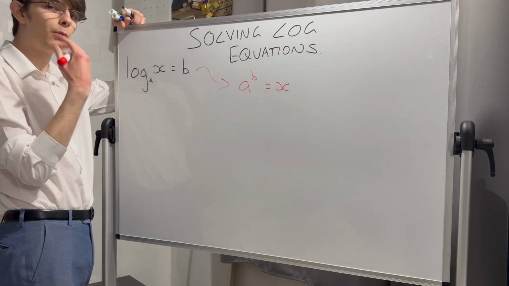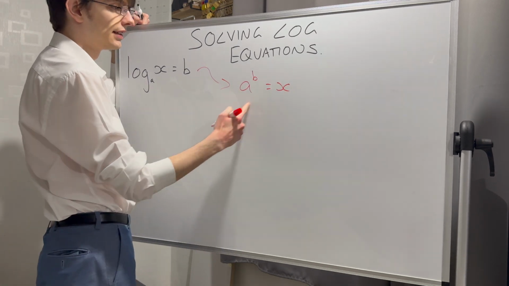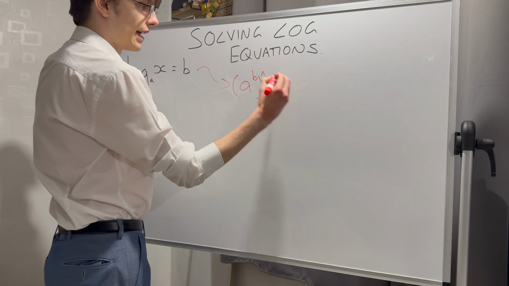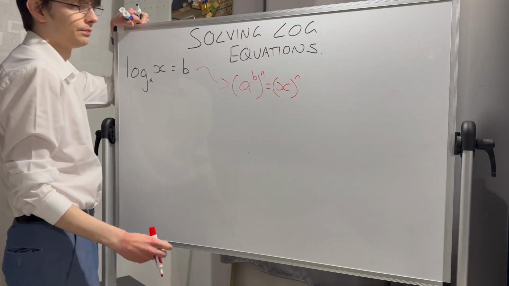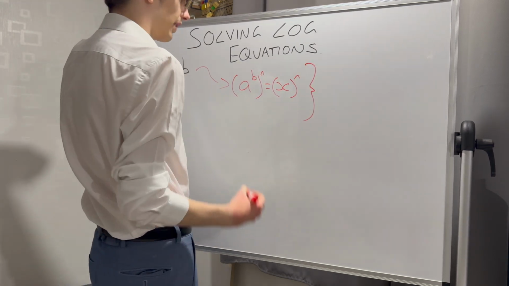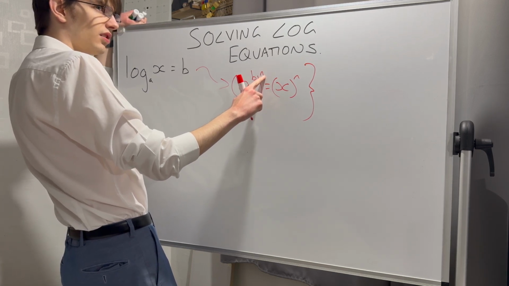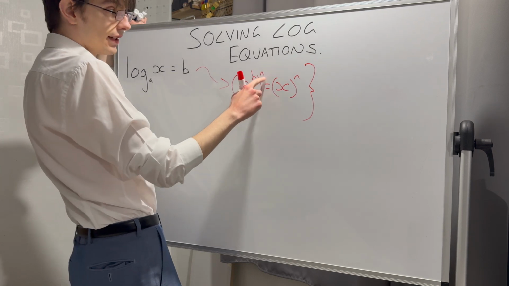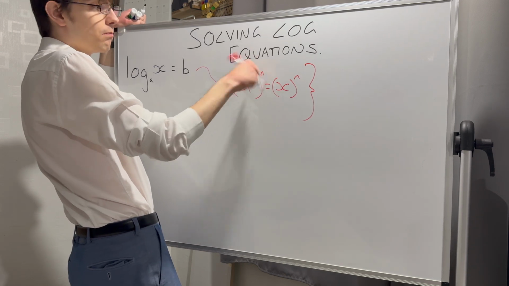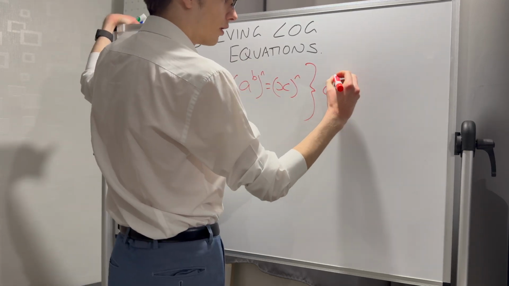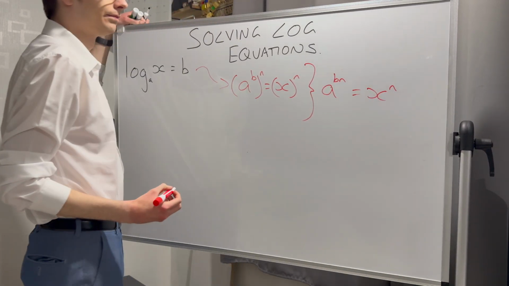And now, instead of multiplying or dividing by anything else, I'm going to raise both sides to the same power. Let's say n. So, a to the b to the n and x to the n, which is going to give us a to the b to the n. One base, two powers applying to each other, so the powers will multiply together. We will get a to the bn equals x to the n.